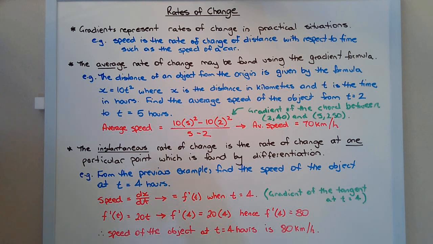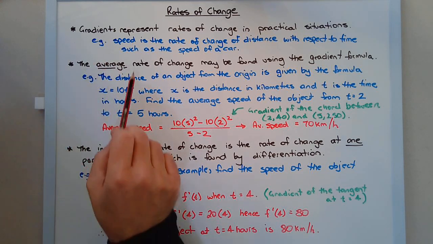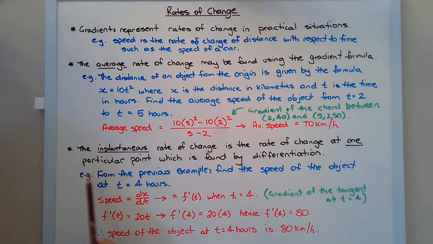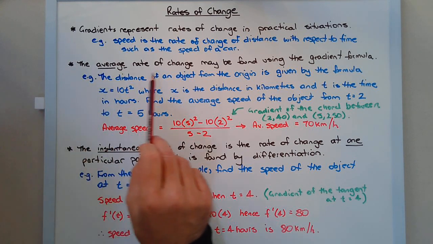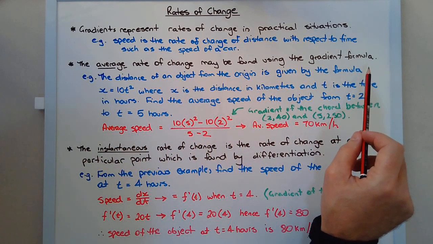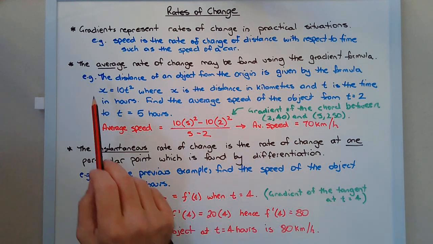Now there's two ways that we can calculate rates of change. We have the average rate of change, we also have the instantaneous rate of change. Now the average rate of change may be found using the gradient formula. So that's the 2-point formula. Let's have a look at an example.